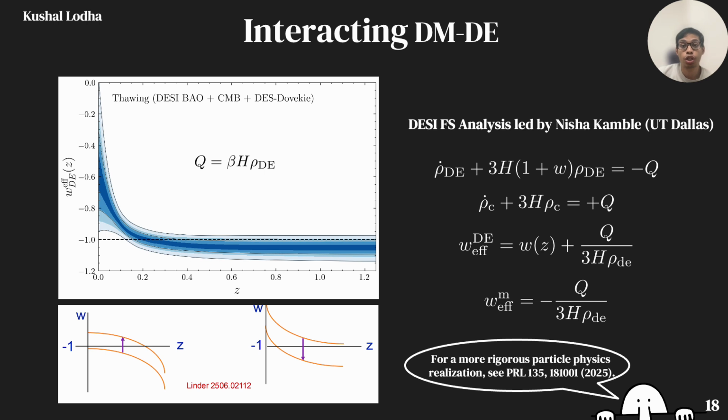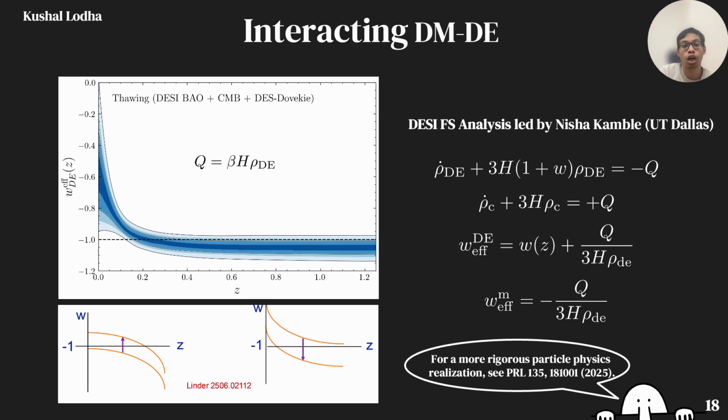So let me start with the first possibility, where dark energy is allowed to exchange energy with dark matter. This is introduced through an interaction term Q, which modifies how both matter and dark energy density evolve as a function of redshift. This extra degree of freedom can shift the effective dark energy equation of state up or down depending upon the direction of the energy flow.